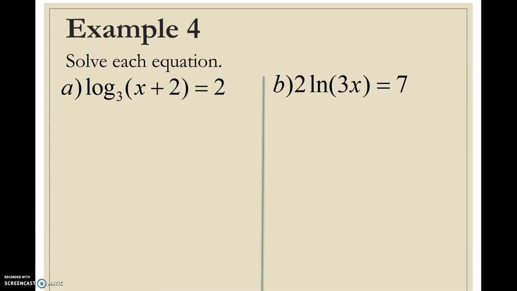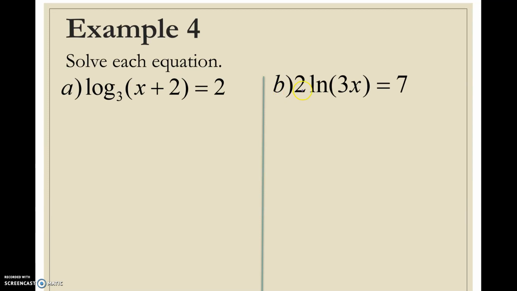Now we're going to switch into solving logarithmic equations. So we were solving exponentials by switching it into log form. Now we're going to solve logs. We're going to solve logs by switching into exponential form.